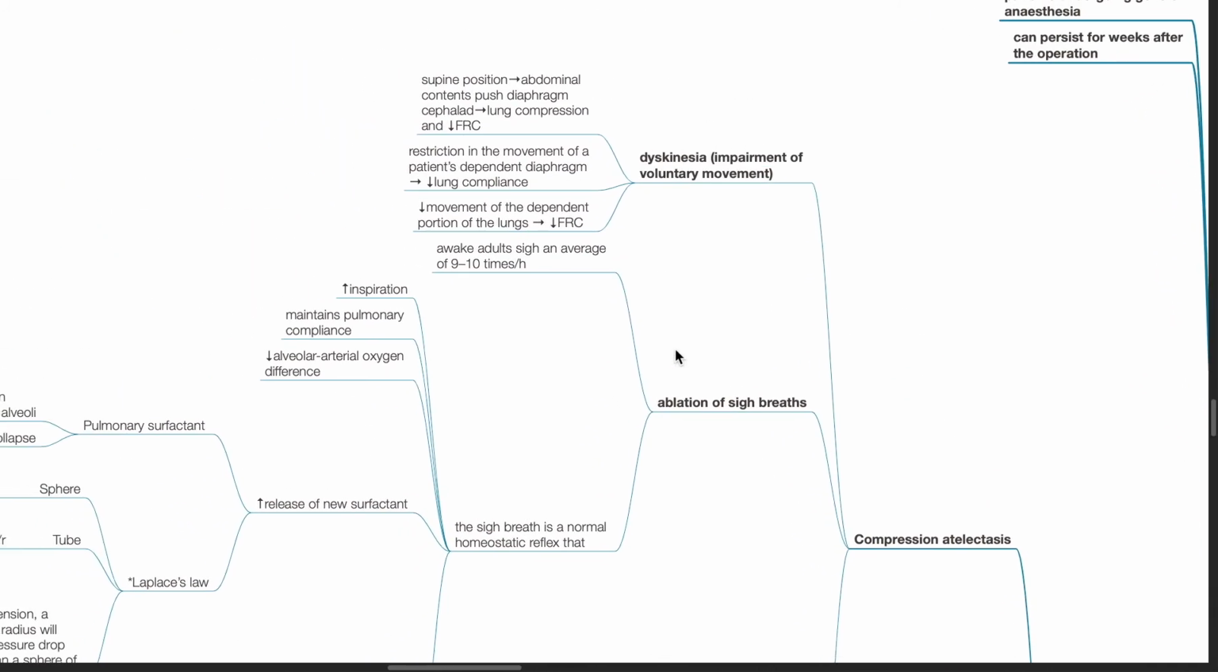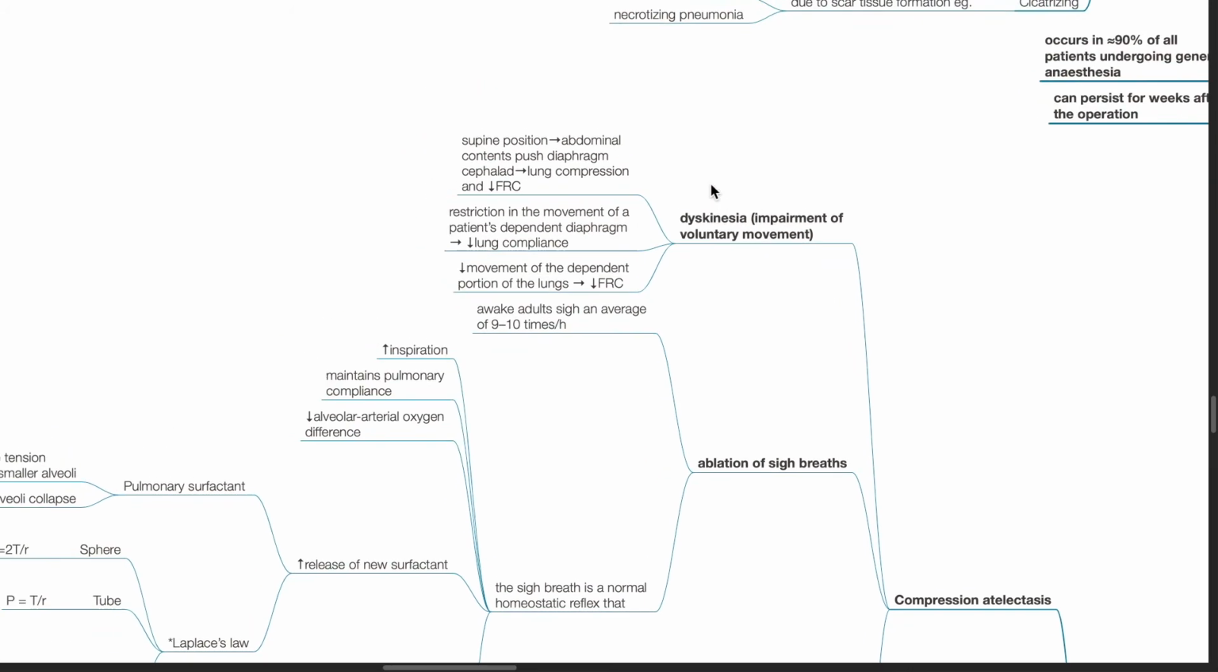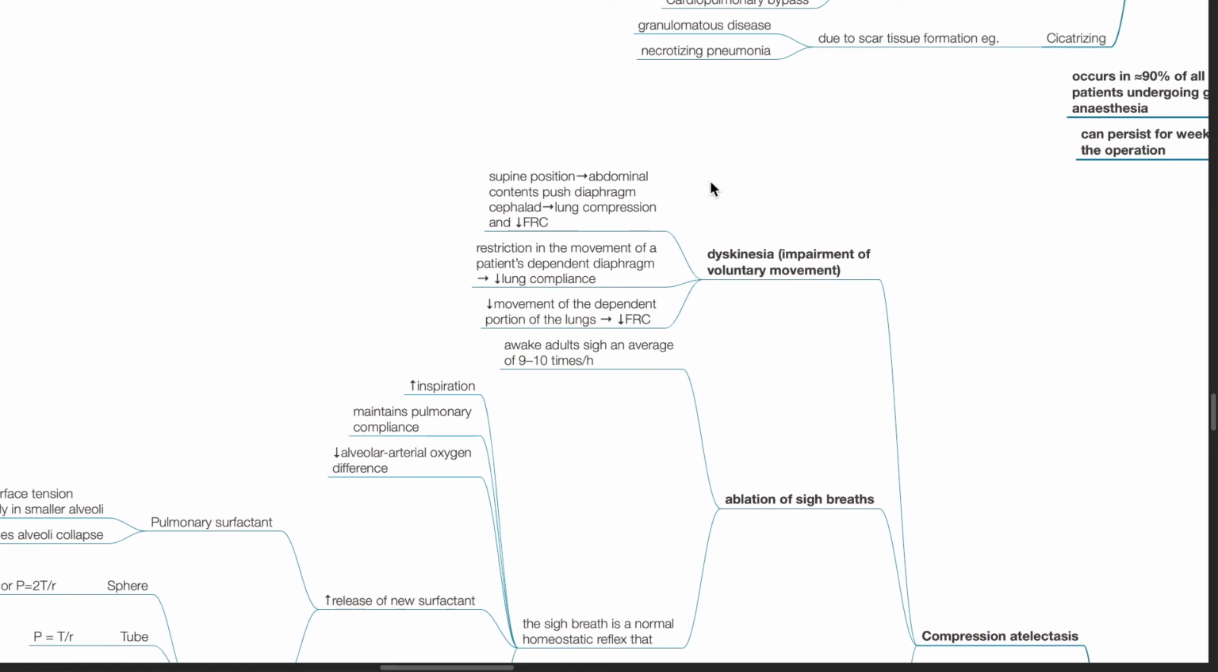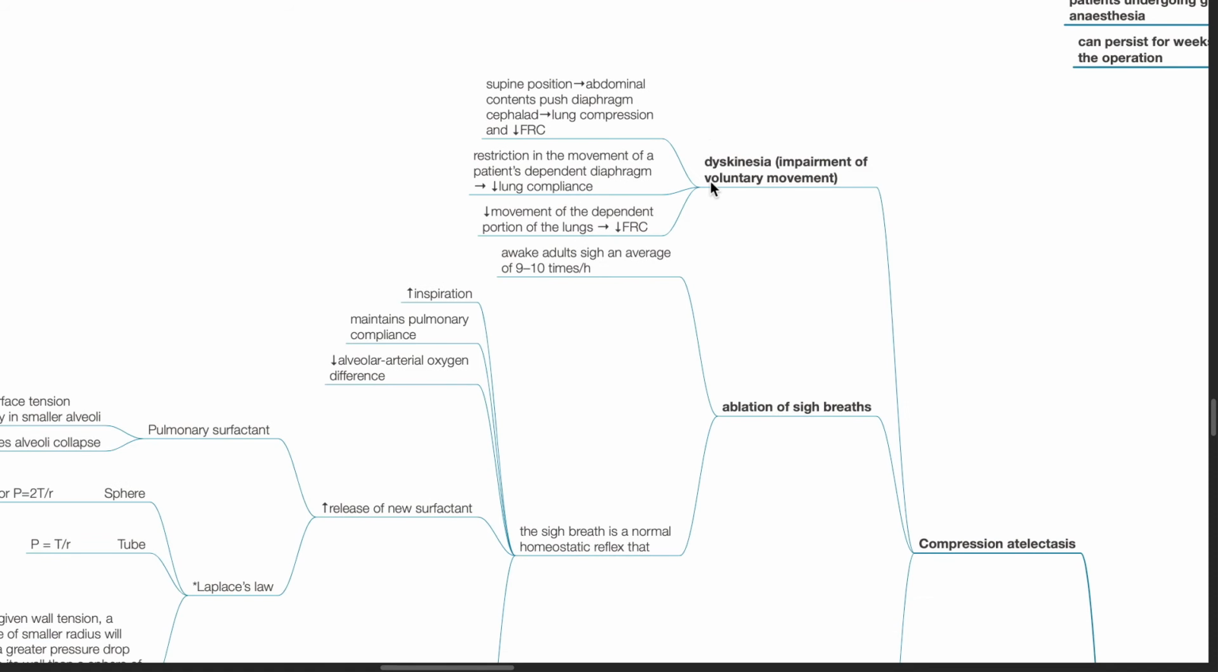Compression atelectasis can be caused by dyskinesia, which is impairment of voluntary movement. During the supine position, abdominal contents push the diaphragm cephalad. This causes lung compression and reduction in FRC. Restriction in the movement of a patient's dependent diaphragm results in reduced lung compliance. Reduced movement of the dependent portions of the lung results in reduced FRC.